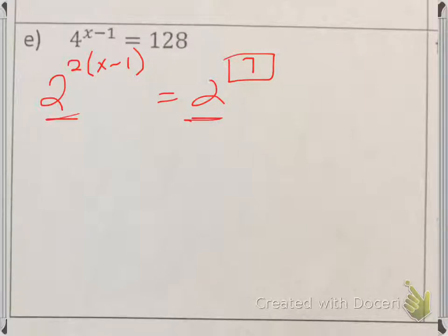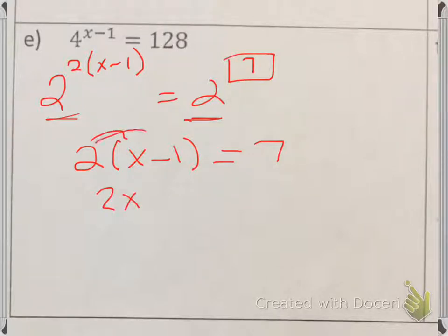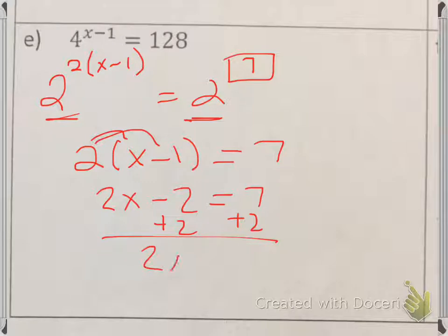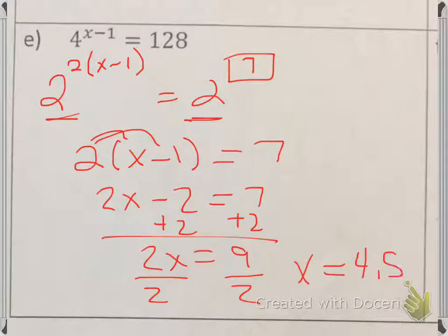So once they're both base 2, I can set the powers equal to each other. So I have 2 times x minus 1 equals 7. And then I can just solve. So 2 times x minus 2 equals 7. Continue to solve that by adding 2 to the other side. I get 2x equals 9. Divide both sides by 2. And I get x equals 4.5.